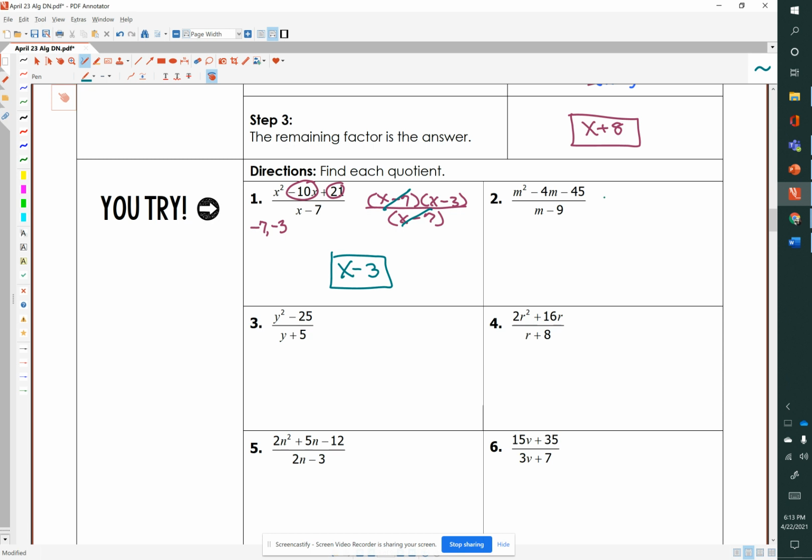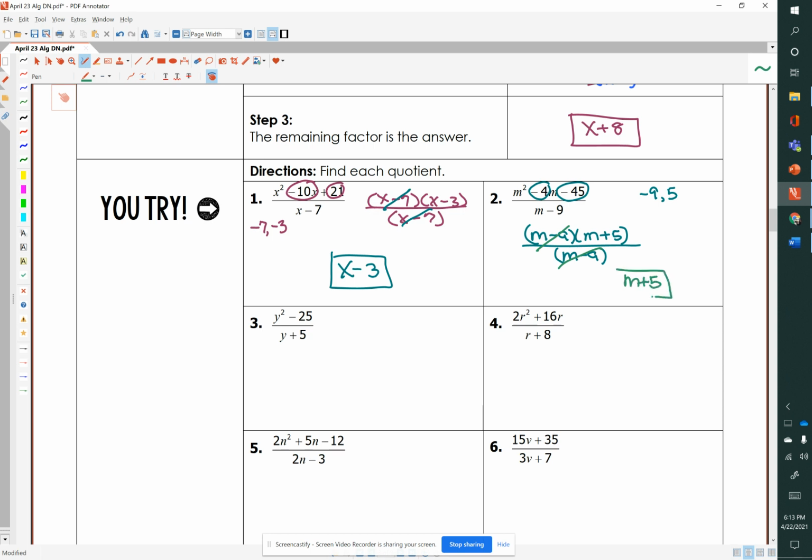Okay, number 2, we need to factor m squared minus 4m minus 45. We need 2 numbers that add to negative 4 and multiply to negative 45. So this is going to be a negative and a positive. So we have negative 9, and a positive 5 will work. So that will give us m minus 9 and m plus 5 being divided by m minus 9. And we cancel out the common factors, and we are left with m plus 5.